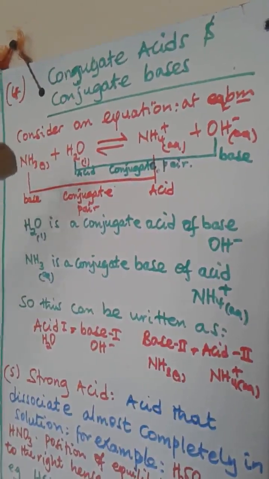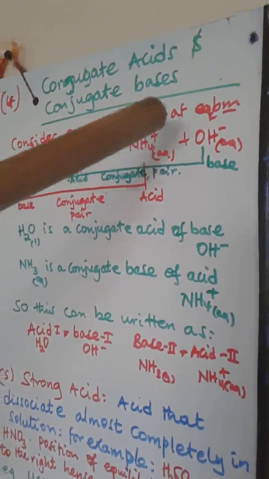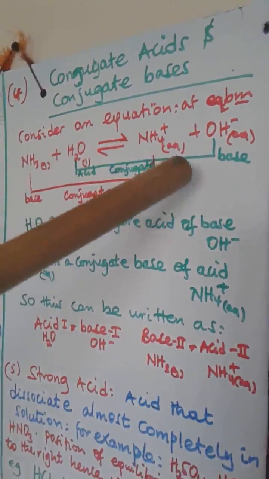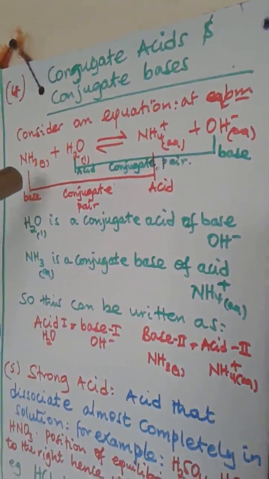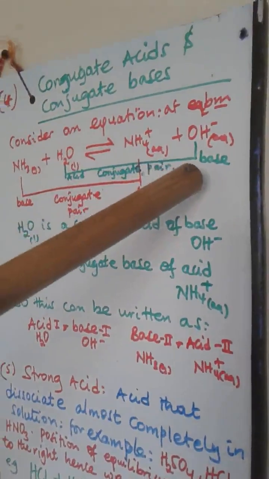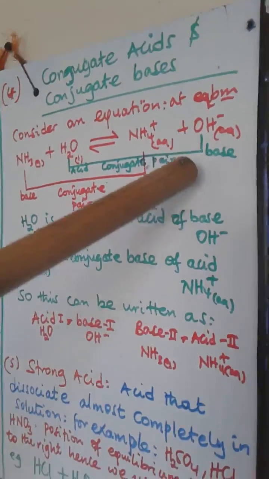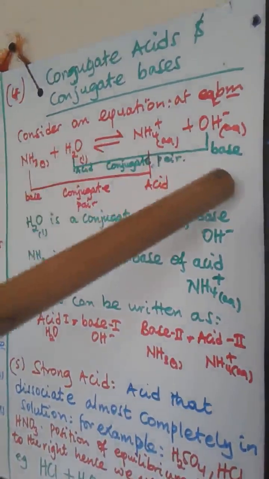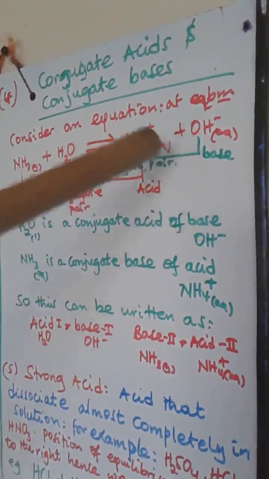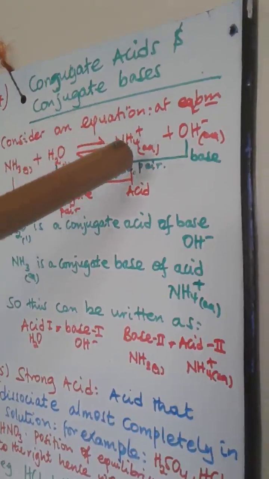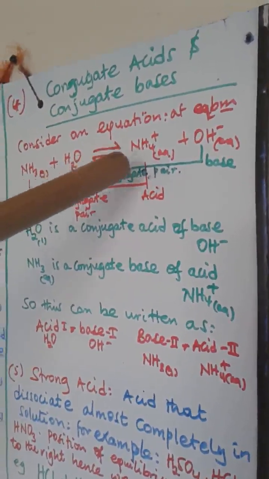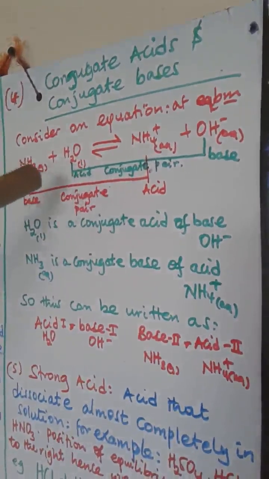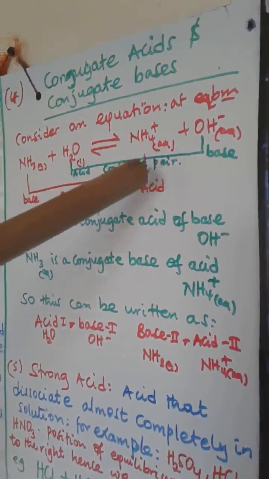So meaning, if I go to the right hand side of the equation, this equation is reversible, so it means I can go back. If I go back, OH- should accept a proton to go back to water. That means it is a base. Then NH4+ should release that proton that it accepted before as ammonia to go back to ammonia. That means it is an acid.